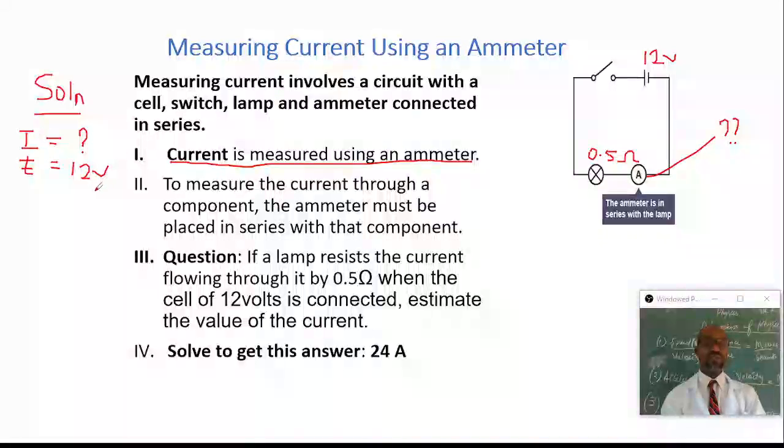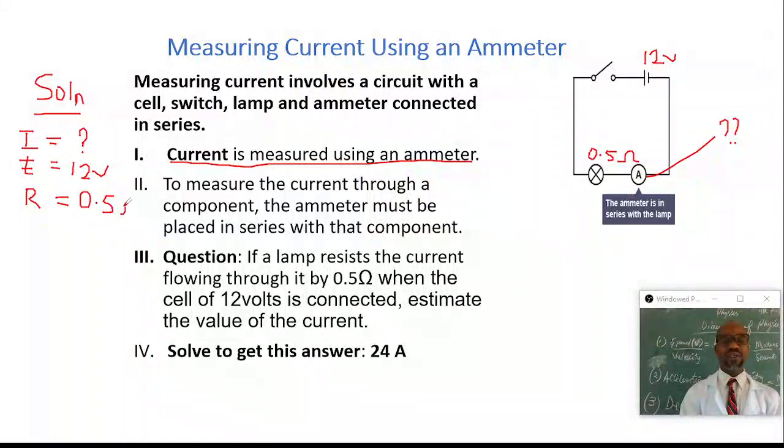Okay, good. Now the next one, we need to consider the resistance offered. That lamp offers some amount of resistance, given as 0.5 ohms. So we are going to put it down there for clarity purposes so that we don't get confused while solving. All right, so this is 0.5 ohms. Good, that's the symbol for ohms.